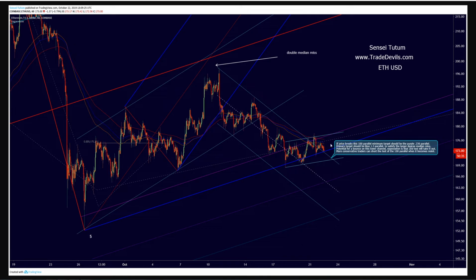This guy here. Primary target should be the blue 1.5, this guy here, and to satisfy the larger median miss. Why did I say the 1.5? Because it's the first parallel of the pitchfork that would be able to break this. So we know that if you're a pitchfork trader, you know that this is going to offer support. Well, you know that you're going to get support at some parallel.